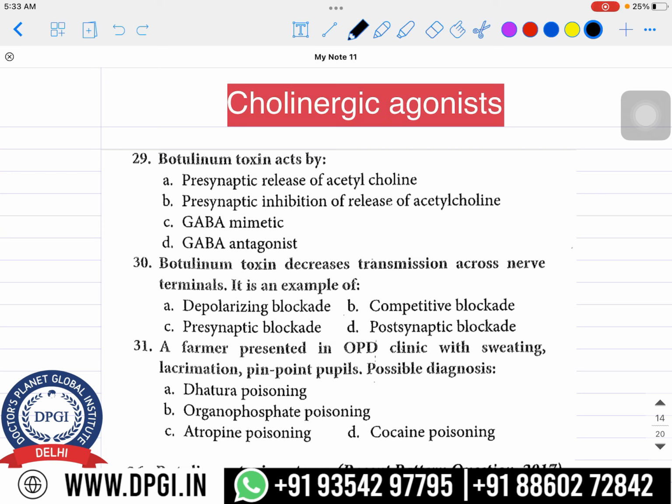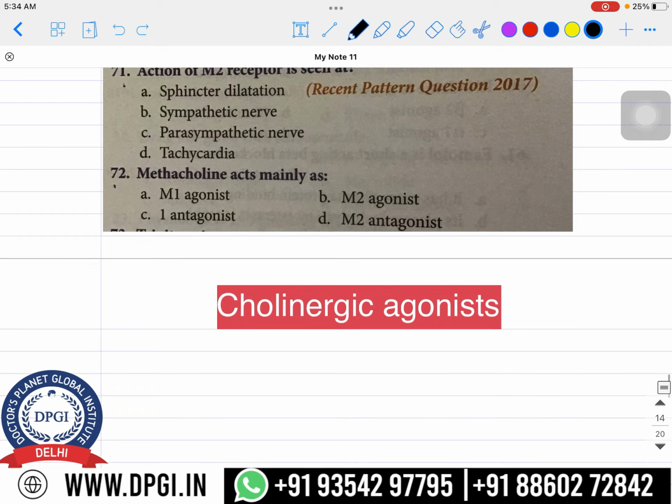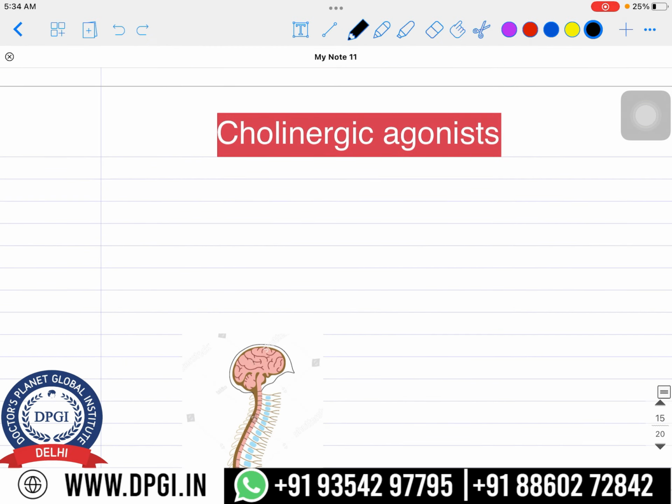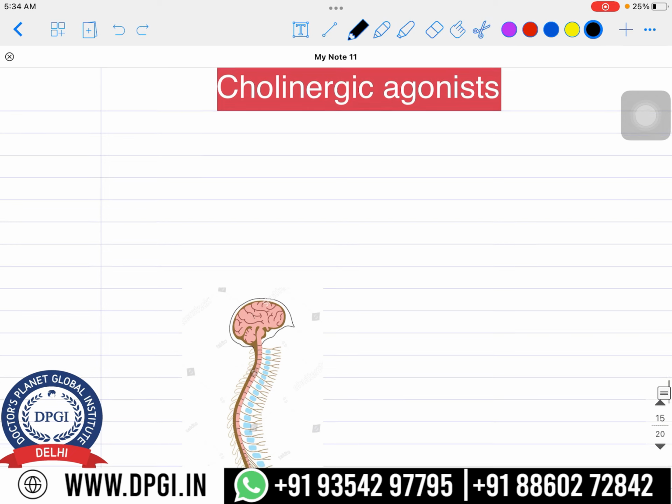In this particular session I will be restricting myself to the cholinergic agonists only. These are the drugs which stimulate the cholinergic receptors, and in the next session we'll probably talk about the drugs which block the cholinergic receptors. Those drugs are called anticholinergics, or cholinergic antagonists. So let's start today's session with the cholinergic agonists. These are some of the MCQs which we will discuss after the discussion, as you already know.